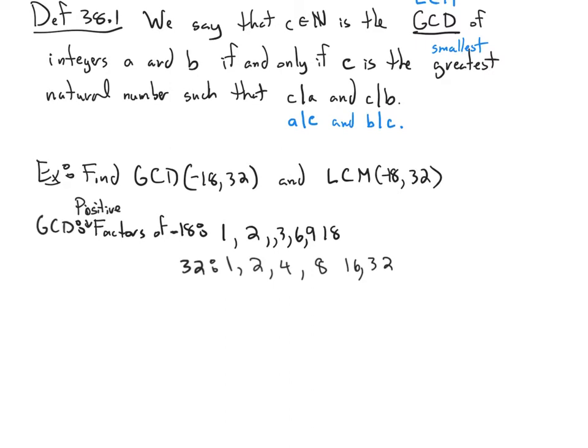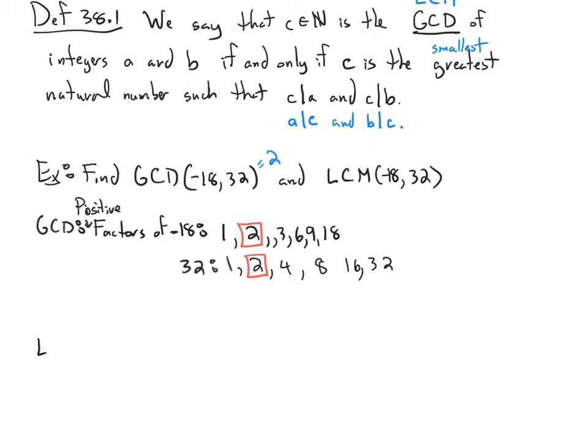And we're looking for the greatest factor that's common to both. Looking at this, you can just see that the greatest common factor is indeed 2. It's common to both of them. And 3, 6, 9, and 18 are not factors of 32. So the greatest one that's in common to both of them is 2. So we can say the greatest common divisor equals 2.